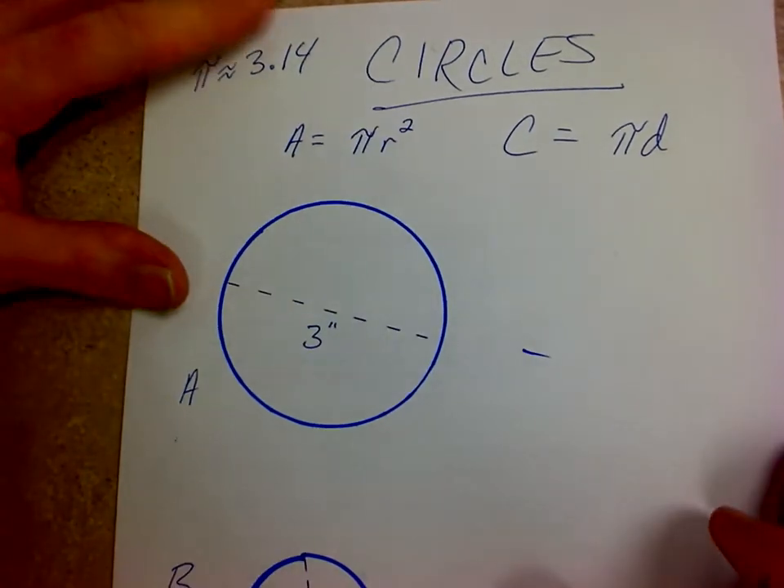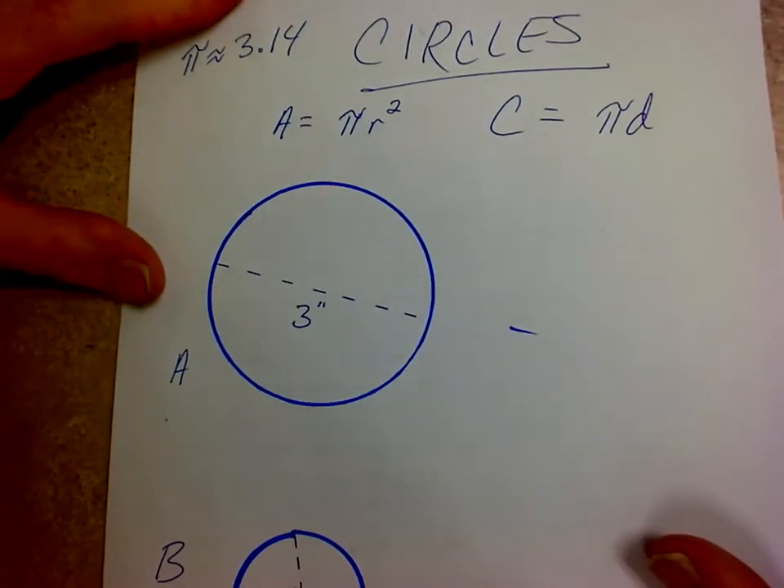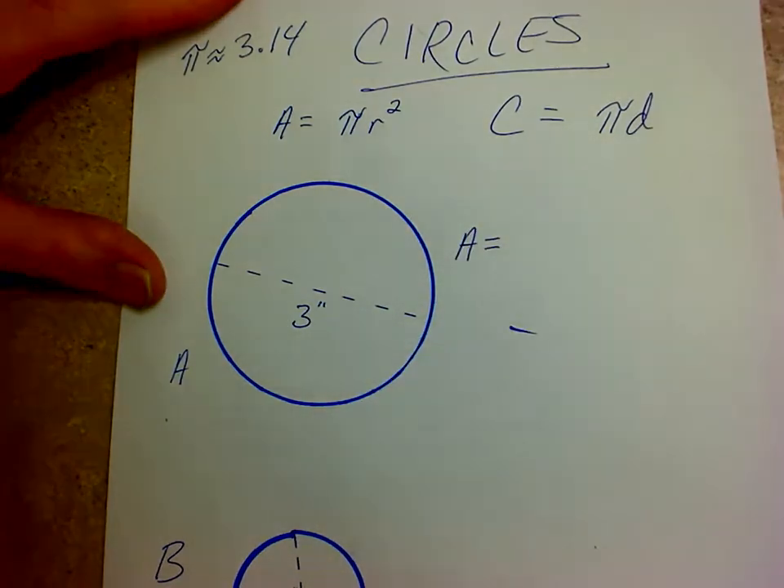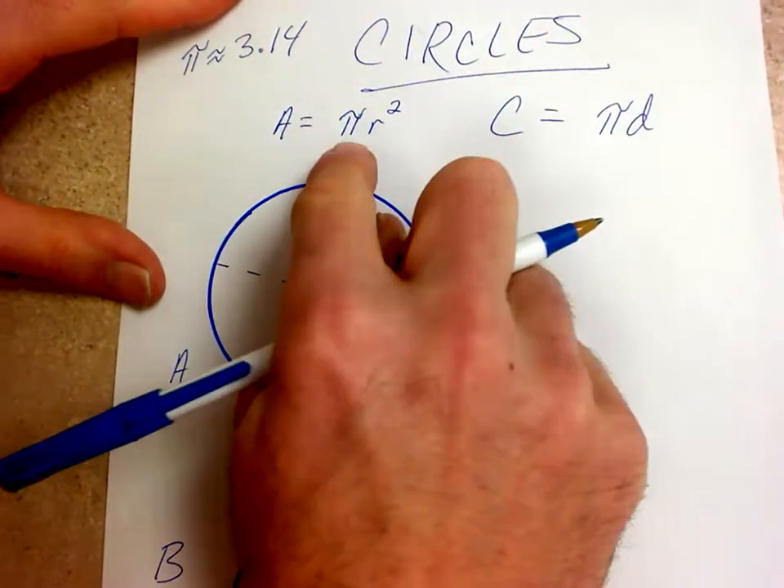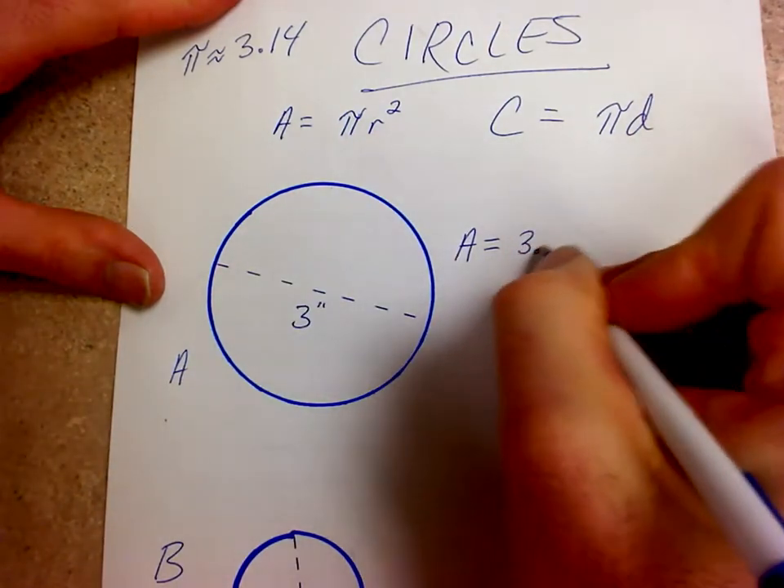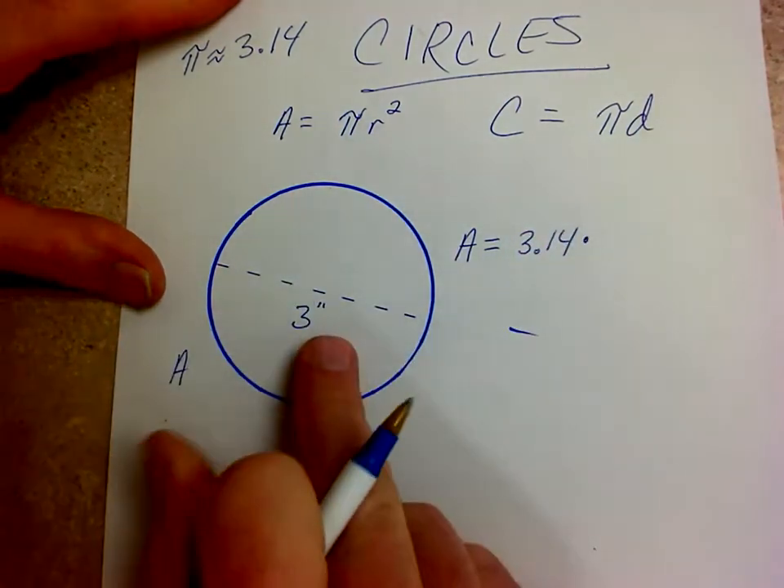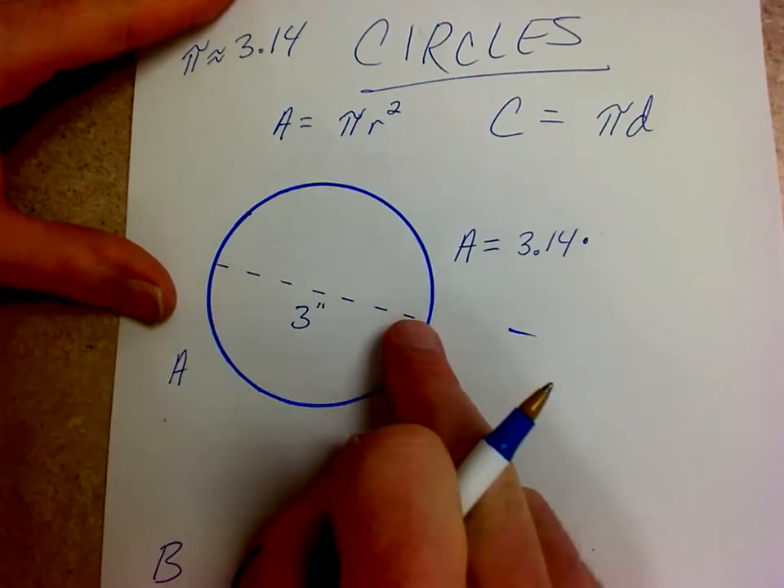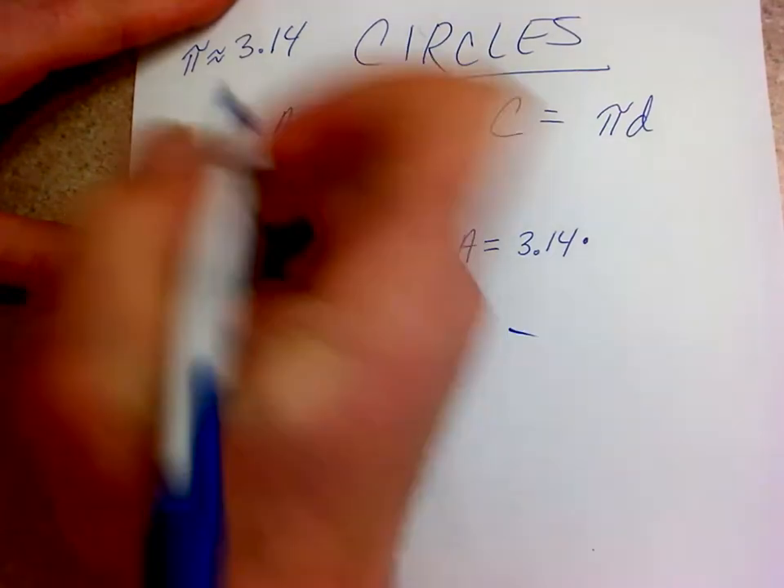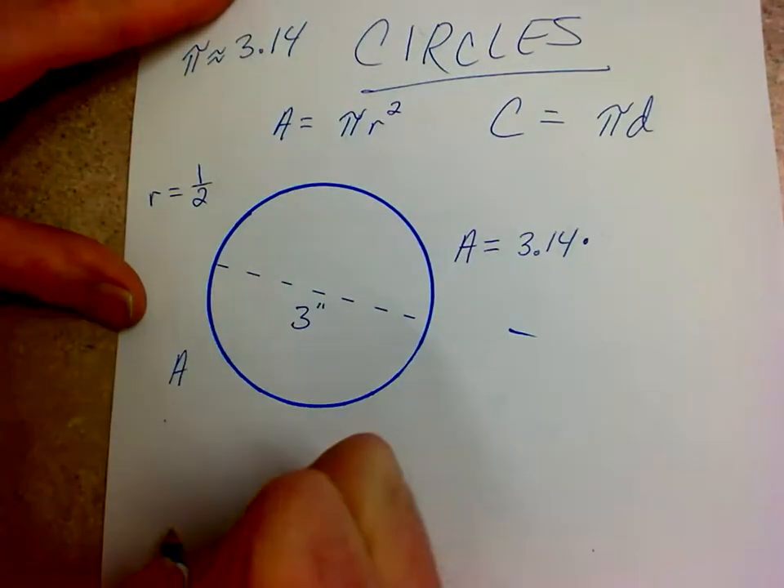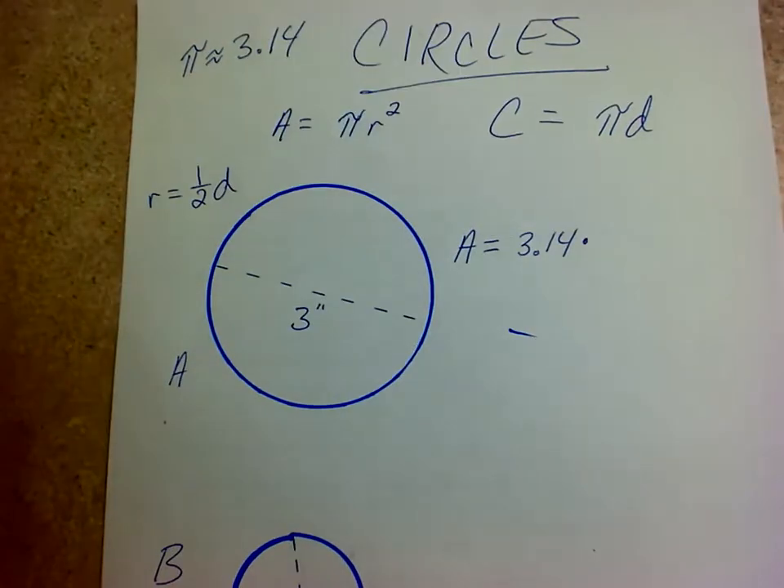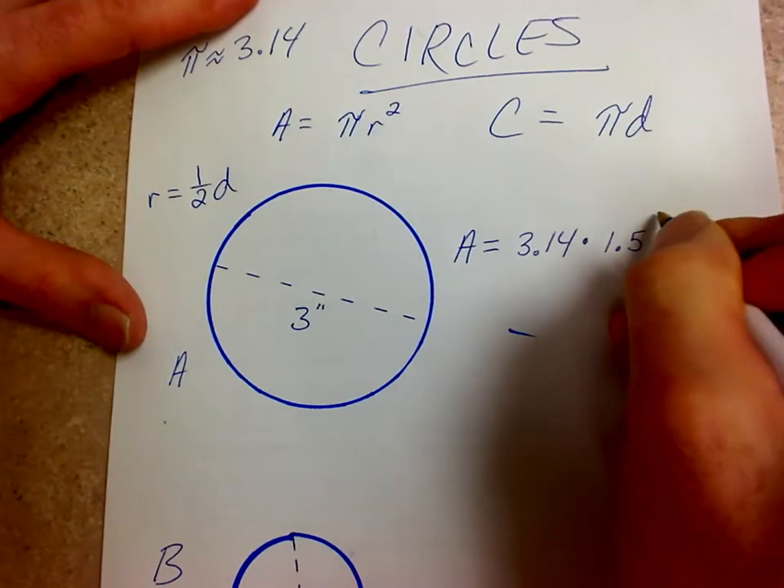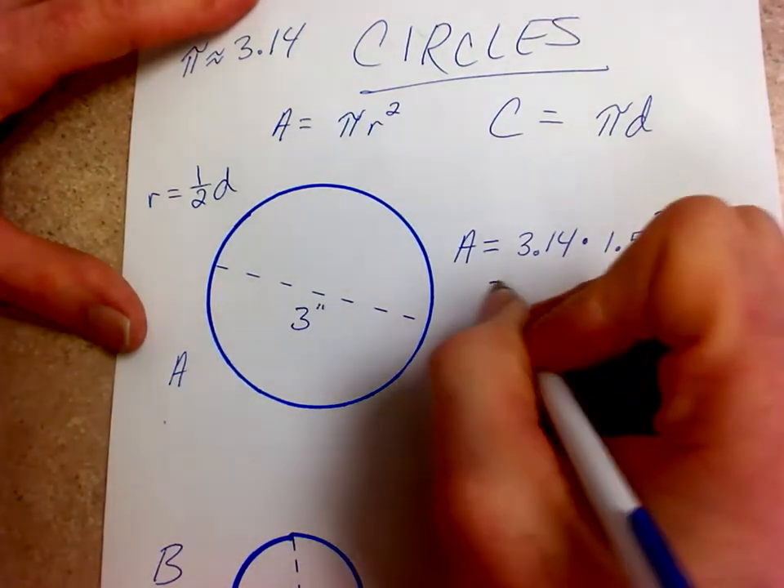Okay, so two circles here, just practice at applying these two formulas. If we want to calculate the area for circle A, we want to take pi times our radius squared. So 3.14. We need to calculate our radius here. This is our diameter because it goes all the way across the circle. If we're given the diameter, remember the radius is always half the diameter. So half of 3 would be 1.5 squared.